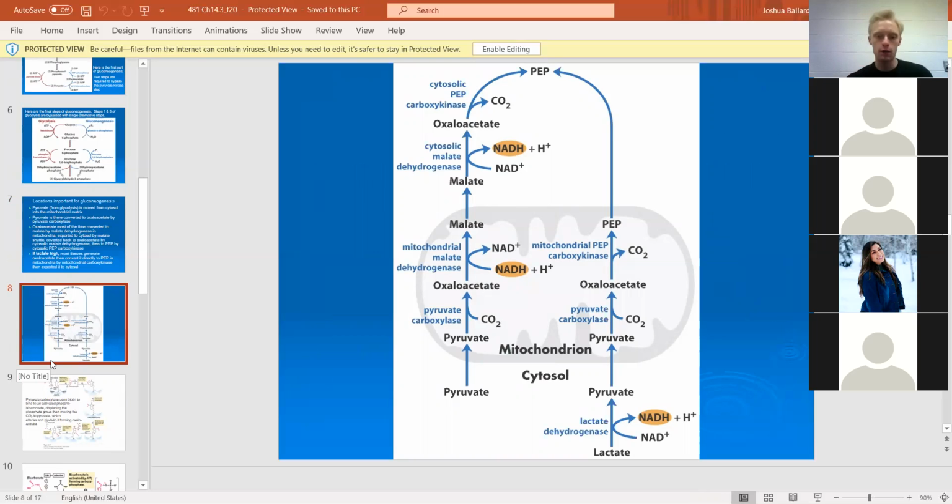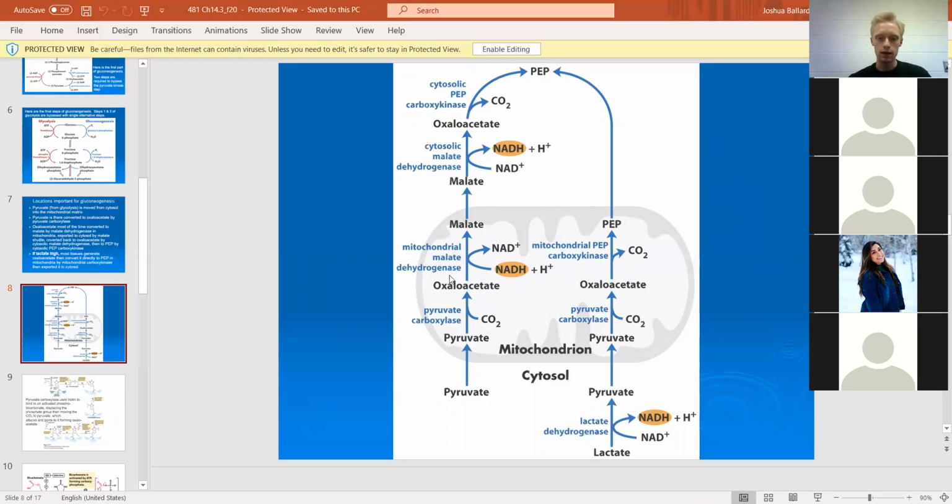So we'll first talk about malate here. We have pyruvate. Pyruvate is in the cytosol, but under conditions that facilitate gluconeogenesis, we need to have pyruvate be converted to oxaloacetate. And in both conditions, oxaloacetate is formed in the mitochondria. But the thing is that oxaloacetate needs to go out into the cytosol.